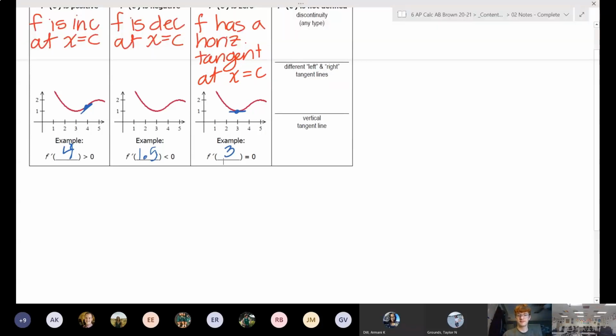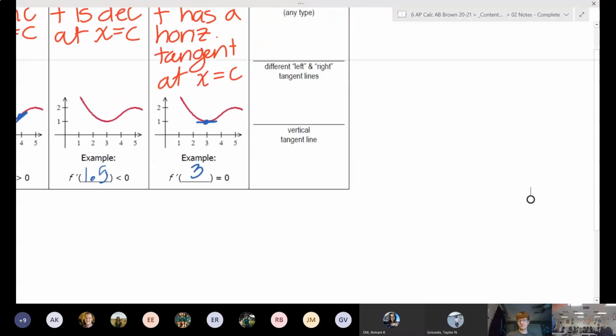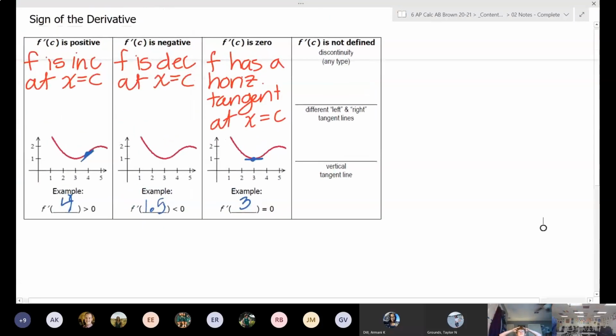And that has tons of applications. In this unit, we're going to keep it straightforward and just talk about when the derivative is positive, negative, or 0. But we'll see as this year progresses, that has lots of different applications in a lot of different contexts. And then we have this fourth column. These are where there is no derivative. And you do need to kind of know these cases.